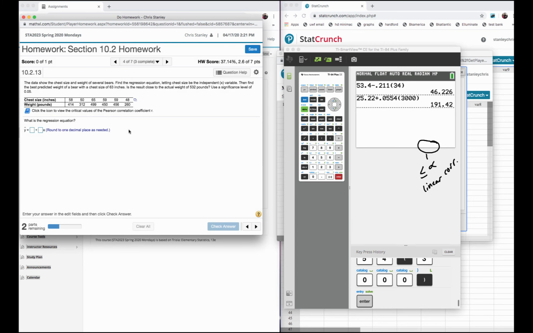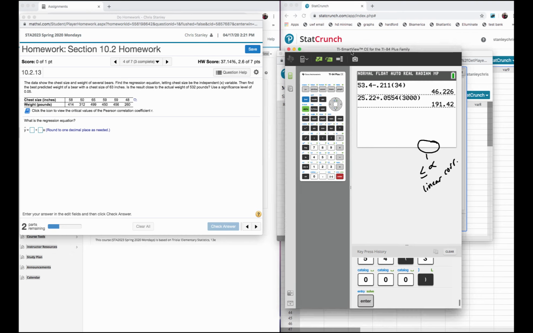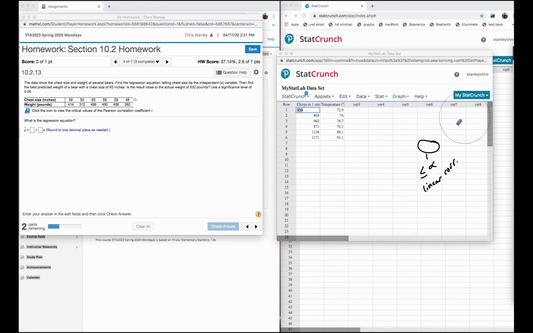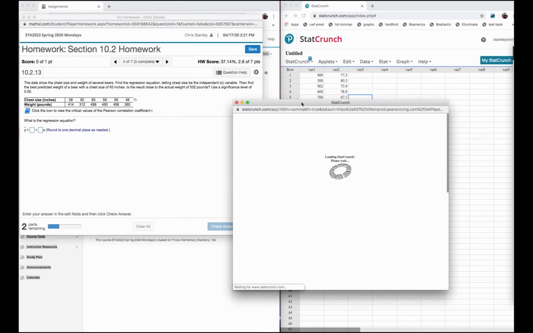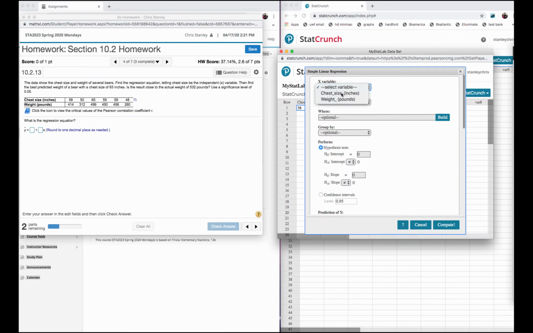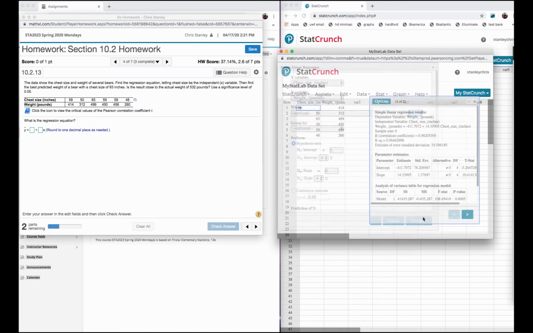Okay, weight, chest size, and weight. This is so much easier than just putting it in yourself. Let's go ahead and run it. Simple linear. Let's go chest, weight. Let's compute.